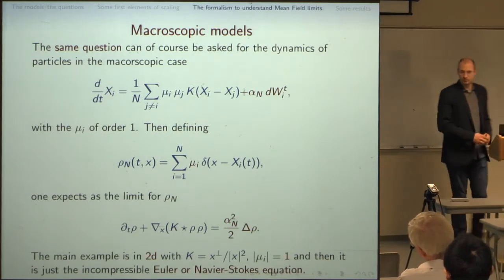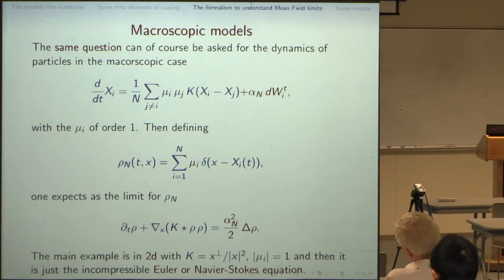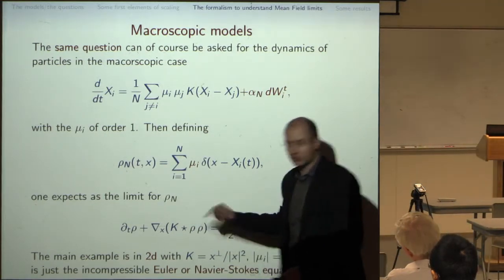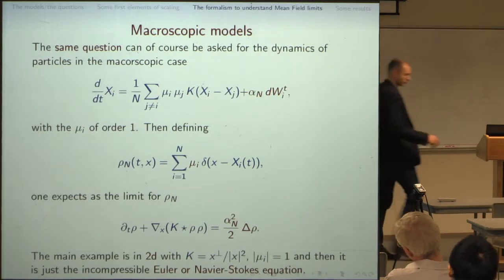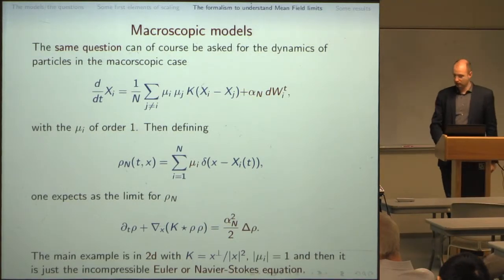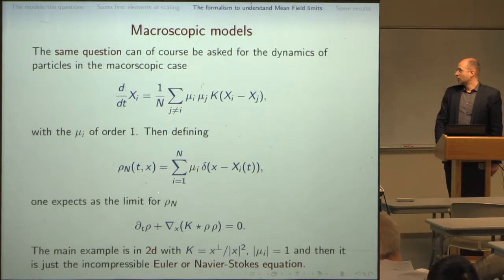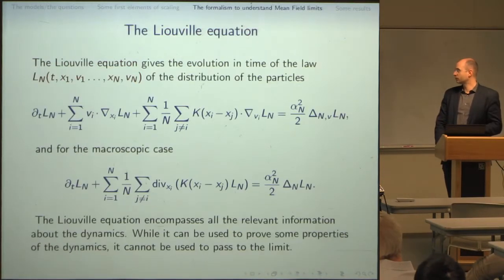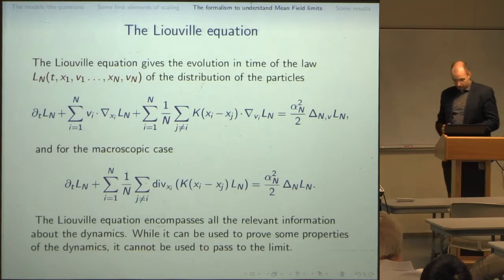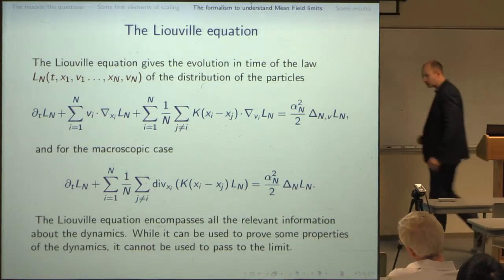Is that a convolution this time? Yeah, so it's the convolution of K with rho, multiplied by rho. And so without diffusion also. Okay. So this is the first way of saying things.